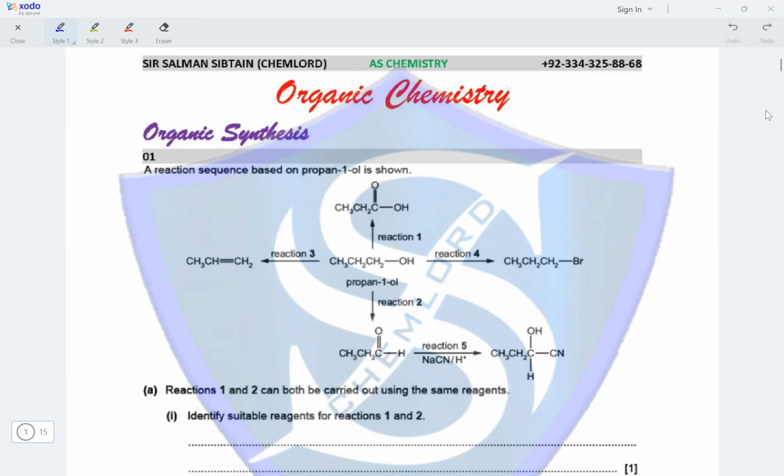Identify suitable reagents for reaction 1 and 2. So the suitable reagents are acidified K2Cr2O7. Now, we could have selected acidified KMnO4, but K2Cr2O7 being a milder oxidizing agent is more likely to produce the aldehyde than KMnO4, which is a harsh oxidizing agent and will quickly oxidize the alcohol into the carboxylic acid without giving enough time for the aldehyde to escape if the aldehyde is required.